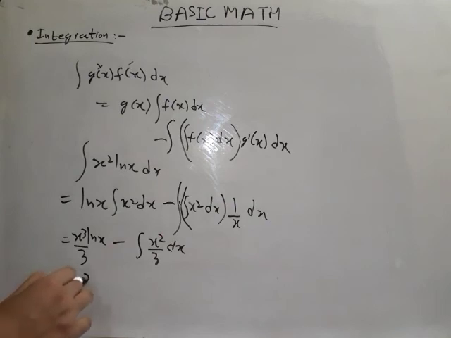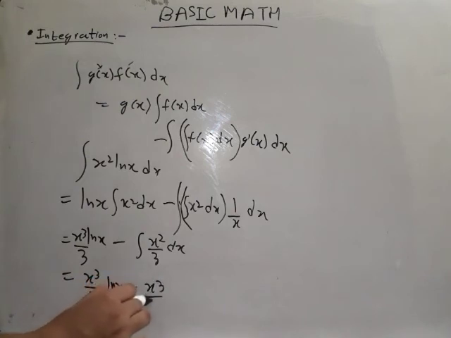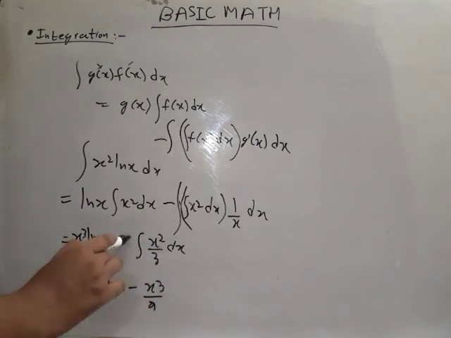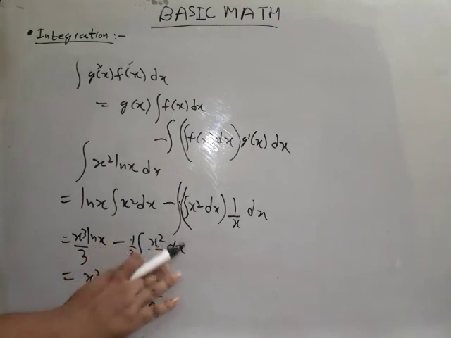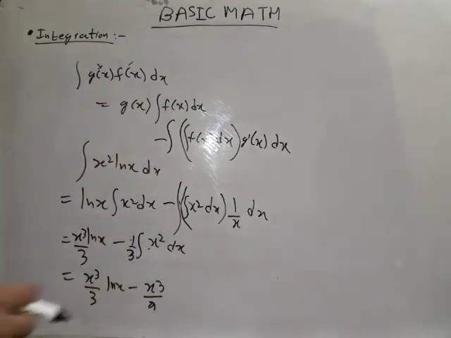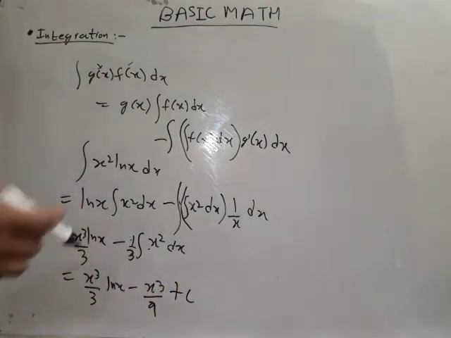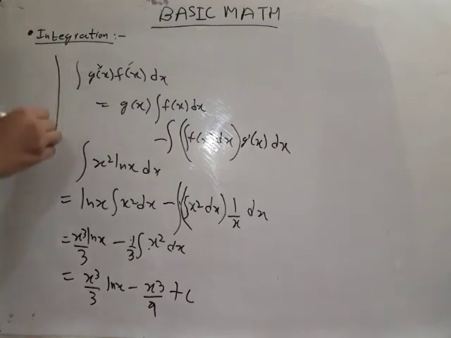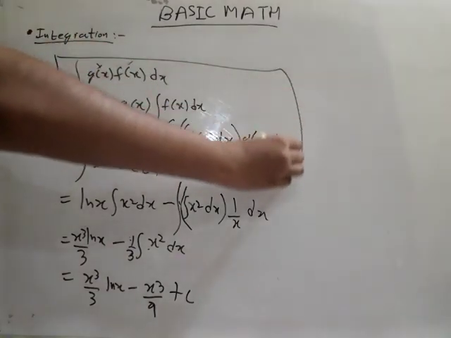So ultimate result comes x cube by 3 ln x minus x cube by 9, since 1 by 3 we have taken common. So we take 1 by 3 common, it becomes again x square dx, means x cube by 3, which is x cube by 9, plus c. Now if it was definite integration, then we neglect c. This is called integration by parts. Again remember, this is the main formula.